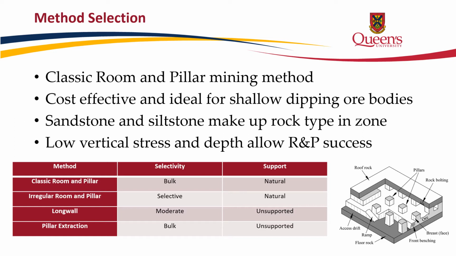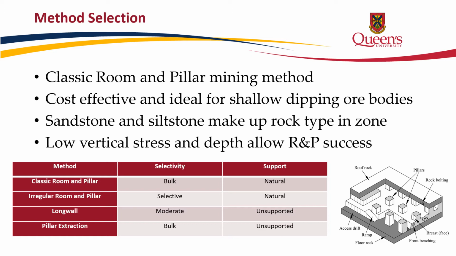Room and pillar methods are highly cost effective and essential for ore bodies with a dip angle between 0 to 15 degrees. Although sandstone and siltstone are potentially unfavorable pillar material, a naturally supported room and pillar method can provide sufficient support due to depth and negligible vertical stress of the mineralization.